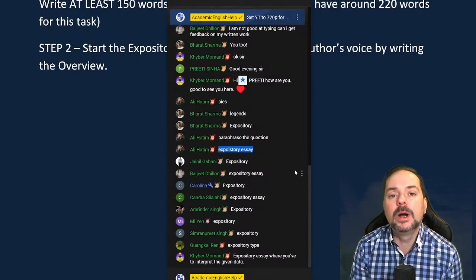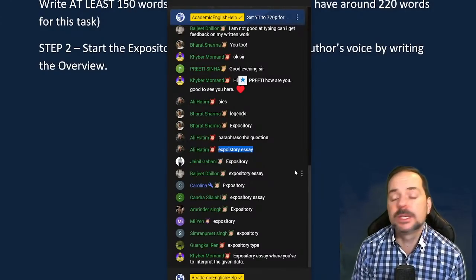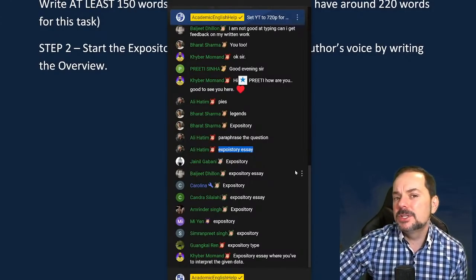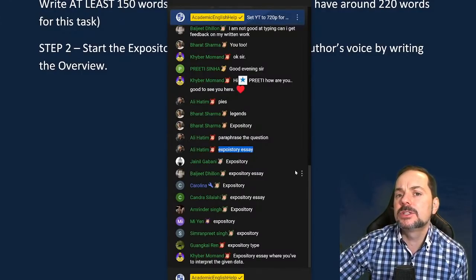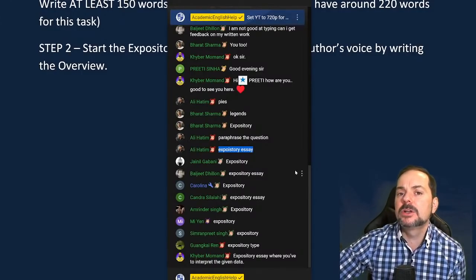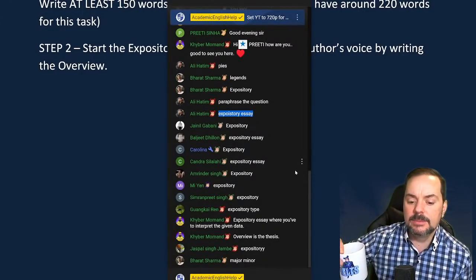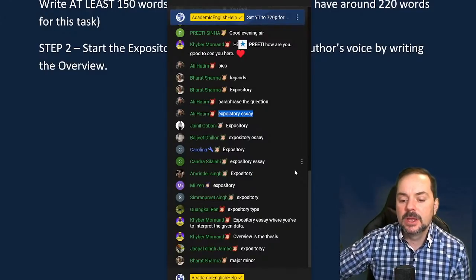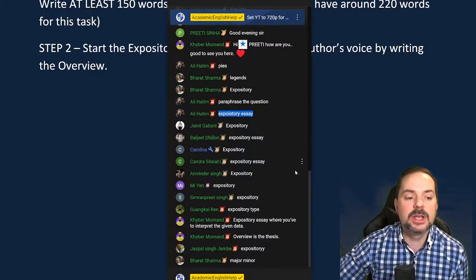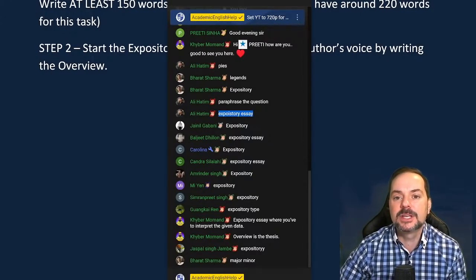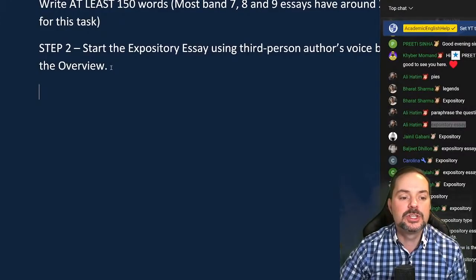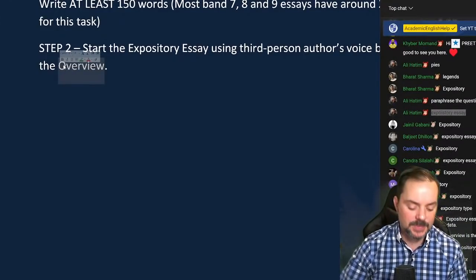Okay, and I really want you to keep this in mind and remember this, because task 1 is not too bad as long as you have the vocabulary and as long as you have a clear idea of what you're doing. So Kyber says the overview is the thesis, right, Kyber? So what you're telling me then is I shouldn't start with the overview. I should start with the introduction. Sorry, my bad.